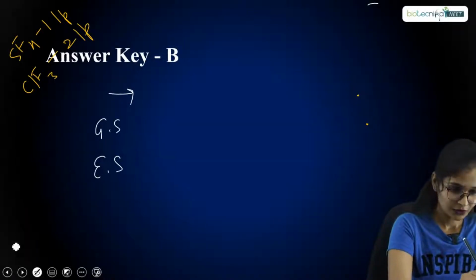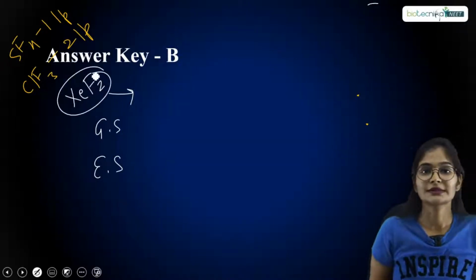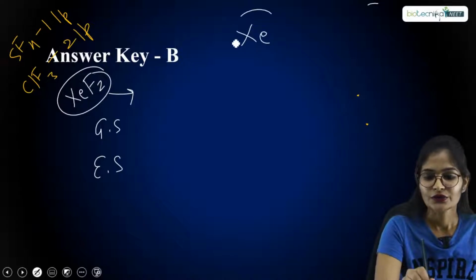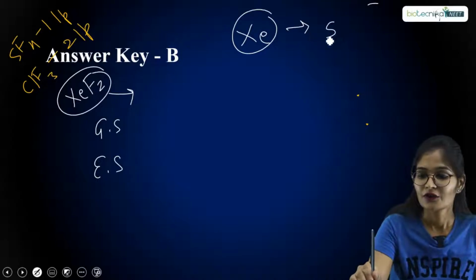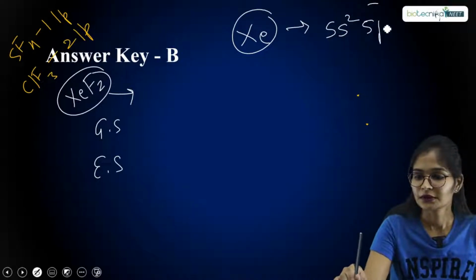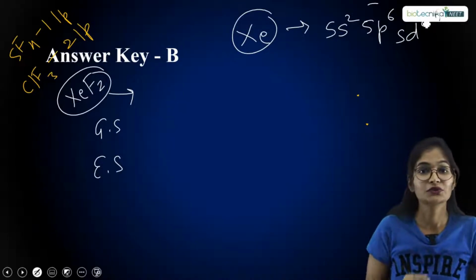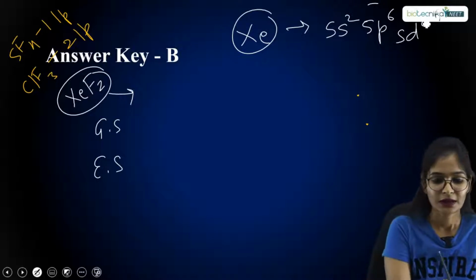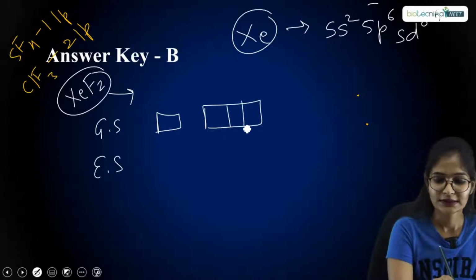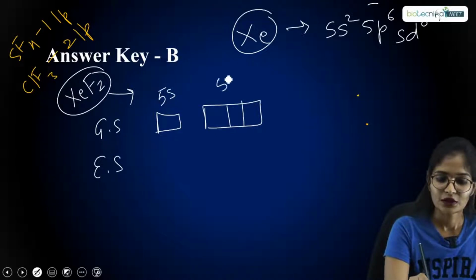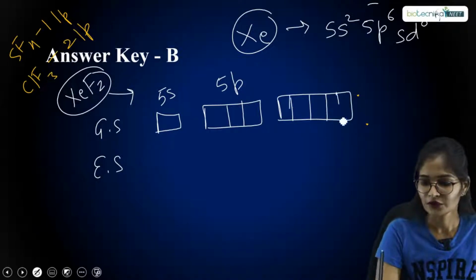Coming to your next molecule, XeF2. In XeF2, your central atom is xenon. What is its valence electronic configuration? That will be 5s2, 5p6, and 5d0. We are going to consider the orbitals because we are going to excite the electron to the d orbital. Now coming to its ground state electronic configuration, this is the 5s, this is your 5p, and you have your 5d orbital.